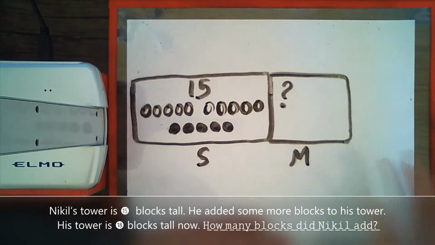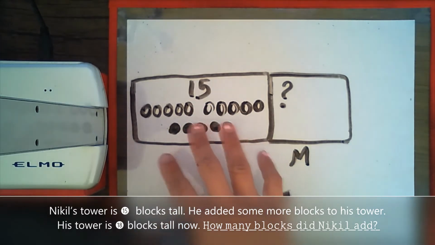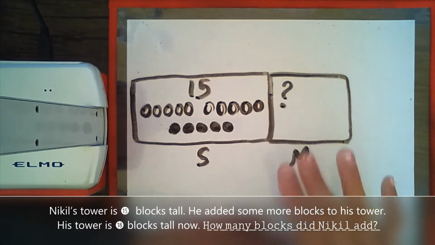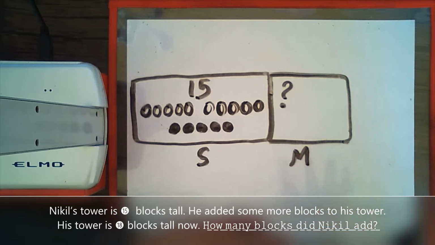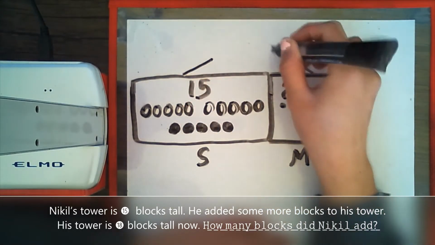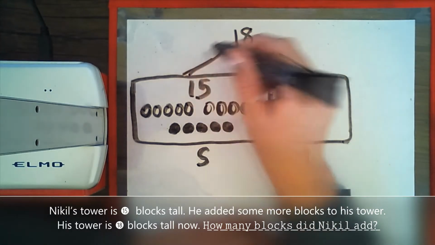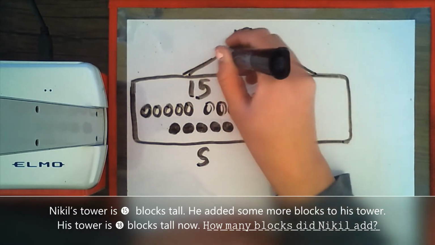Okay, now let's keep going. So we drew our 15 blocks, and that's what Nikhil started with. He added some more. We don't know how many more he added. That's why we're putting a question mark there. Now, we do know, though, that his tower is 18 blocks tall now. So let's put 18 at the top to connect and show that it is our whole or our total.